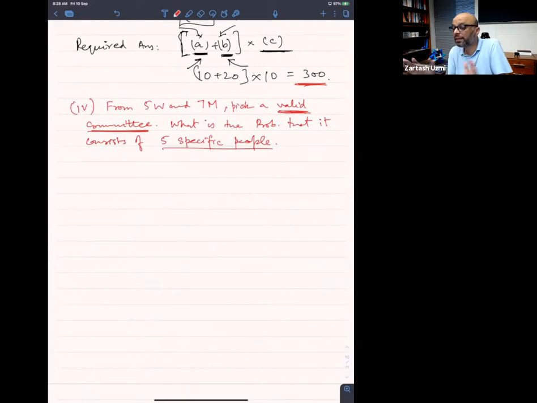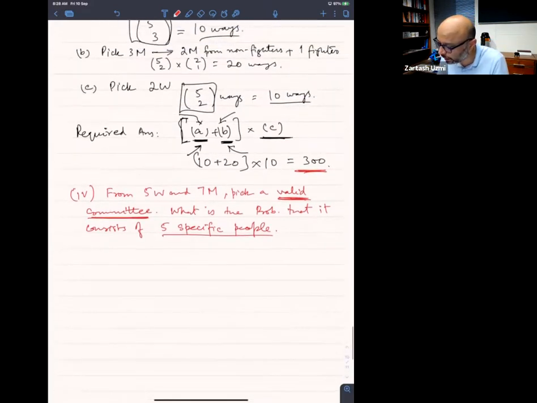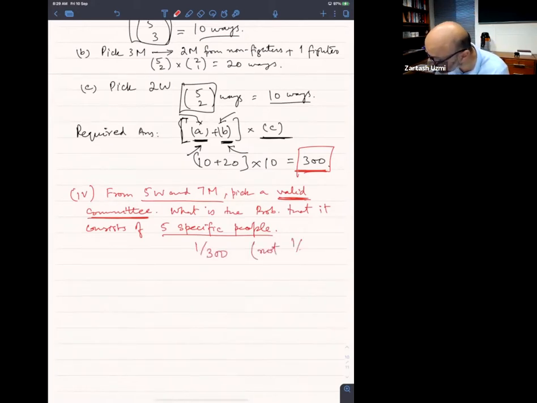Now I have restricted you that you have picked a valid committee, and there are how many ways of picking a valid committee? There are only 300 ways of picking a valid committee. I have told you that you have picked a valid committee. So from 5 women and 7 men, you have picked a valid committee. What is the probability that this committee has these 5 specific people? And this would be 1/300.